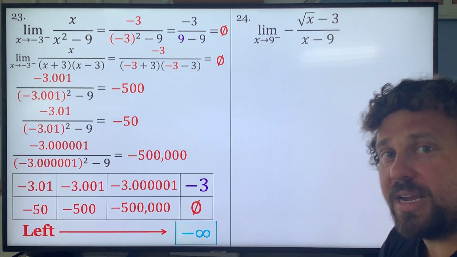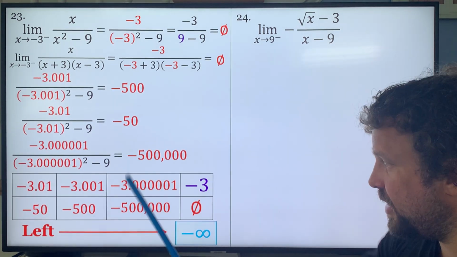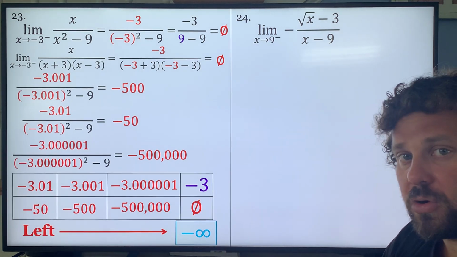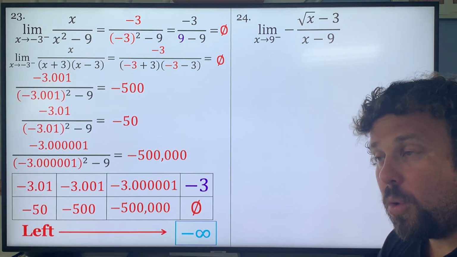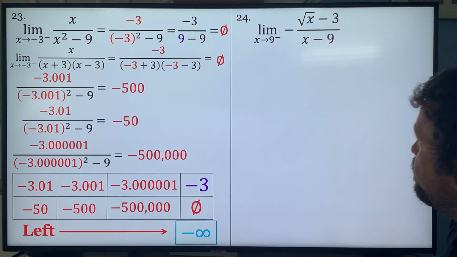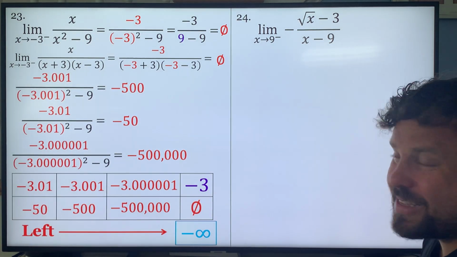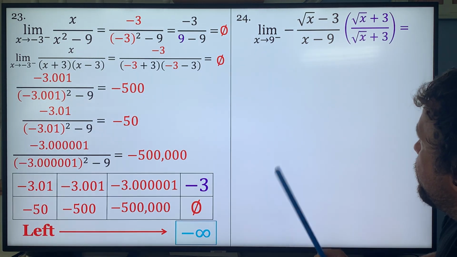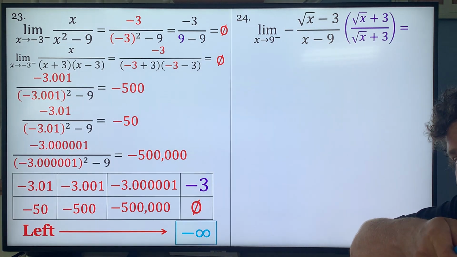All right, so one-sided limits at times, if you start seeing these jumps, are going to go towards negative infinity or positive infinity. Let's check out problem 24. Not going to need a table for this one. All right, so multiply by the conjugate. You thought that was over, didn't you?